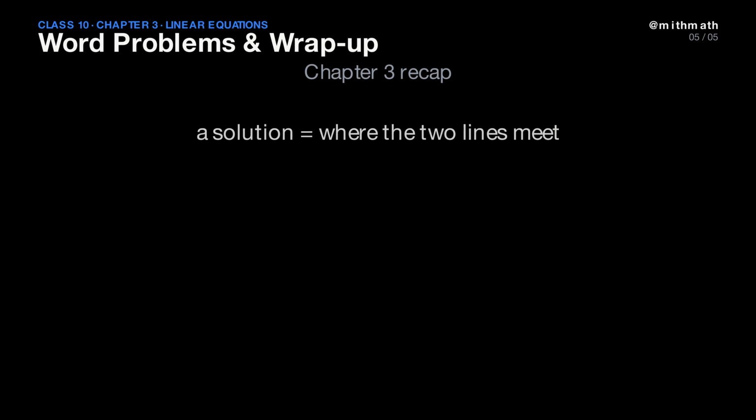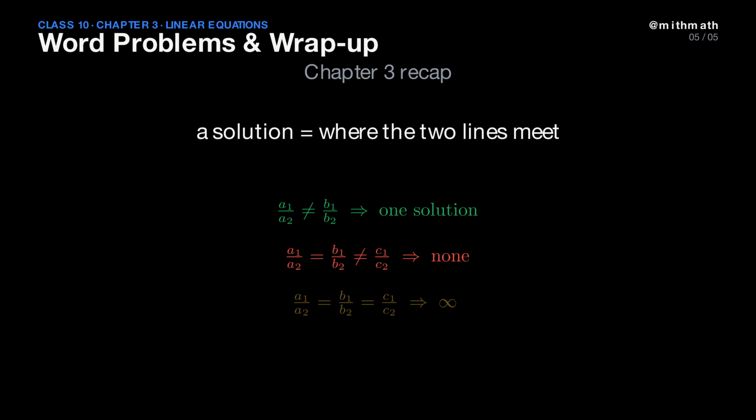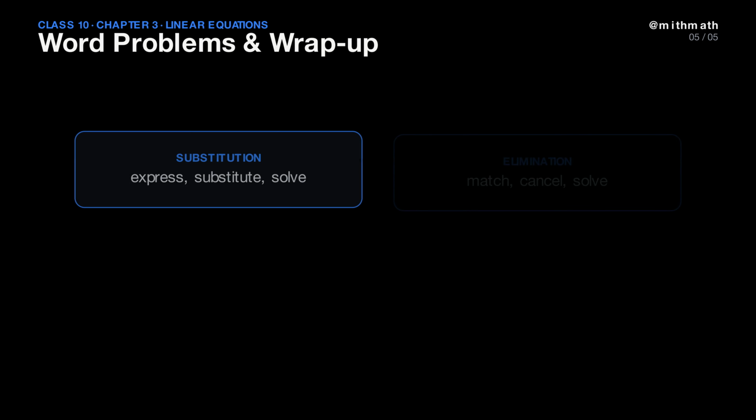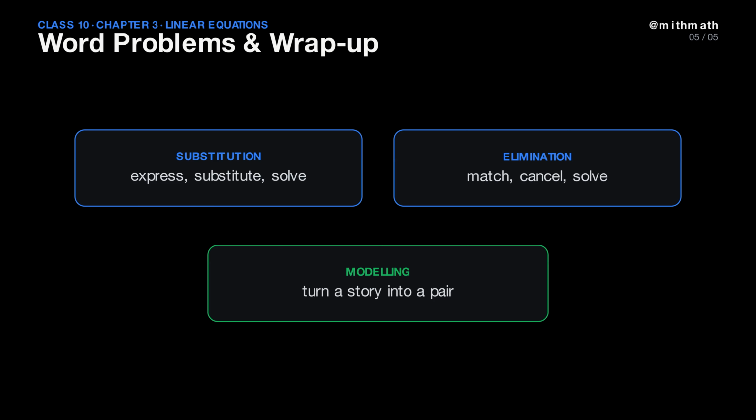Let's gather the whole chapter. A solution of a pair is the point where the two lines meet. And by comparing the ratios a1 over a2, b1 over b2, and c1 over c2, we know at once whether there's one solution, none, or infinitely many. And to find that solution exactly, we have 2 algebraic methods, substitution and elimination, plus the real-world skill of building the equations from a story in the first place.